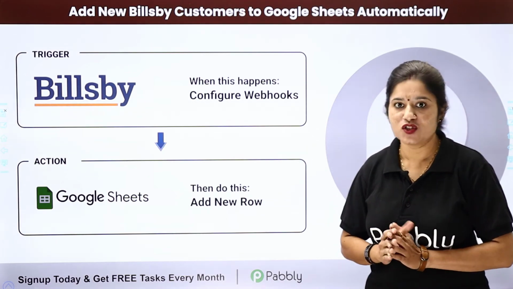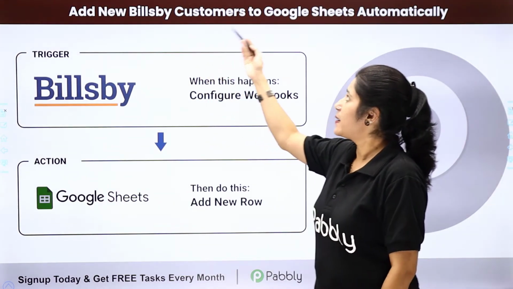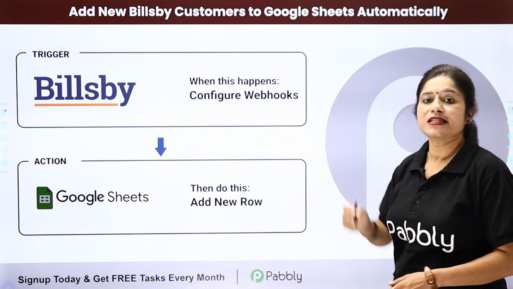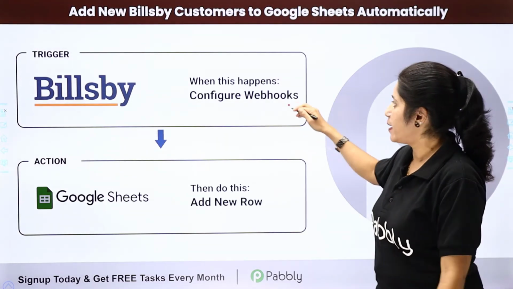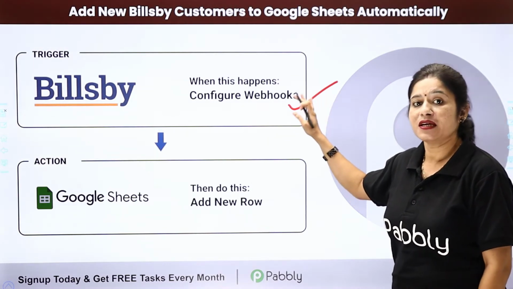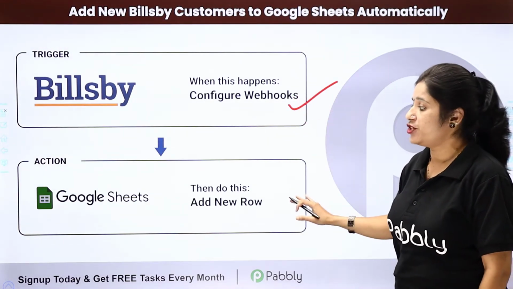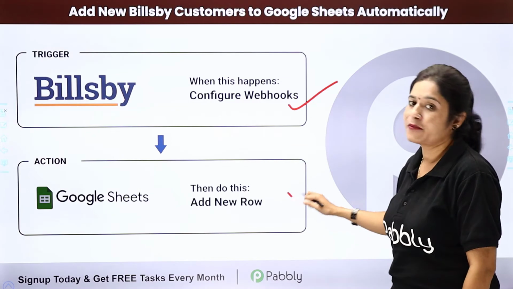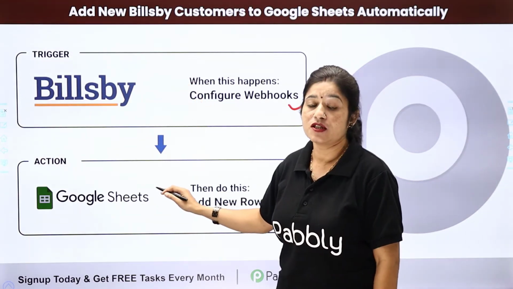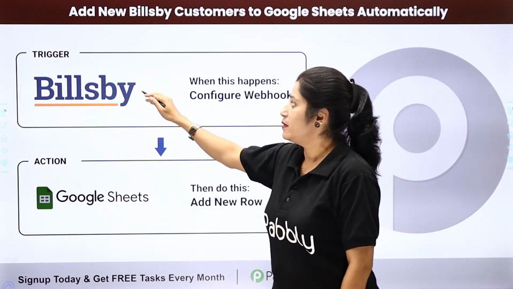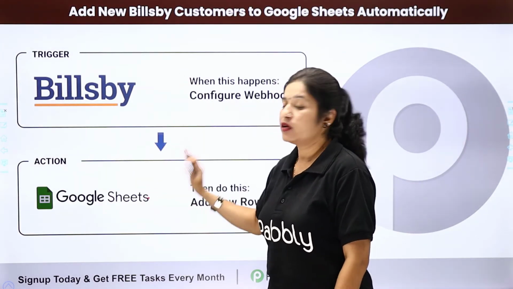In this video, we are going to learn how you can add new Bills by customers to Google Sheets automatically. So the idea here is that whenever you add a new customer data to your Bills by account, automatically the same customer details should be added to your spreadsheet program, that is your Google Sheets, for backup reasons. For that, you need to integrate your Bills by account with Google Sheets. So here your trigger application would be Bills by and your action application would be Google Sheets.